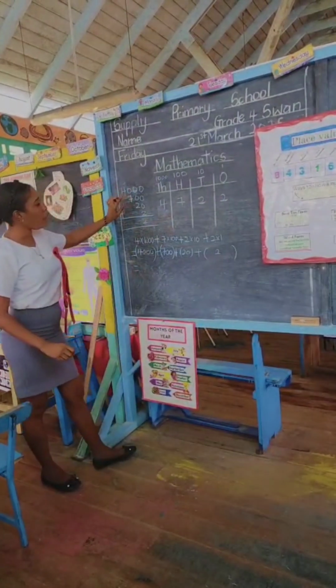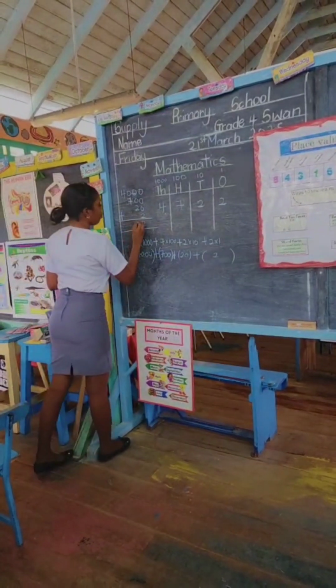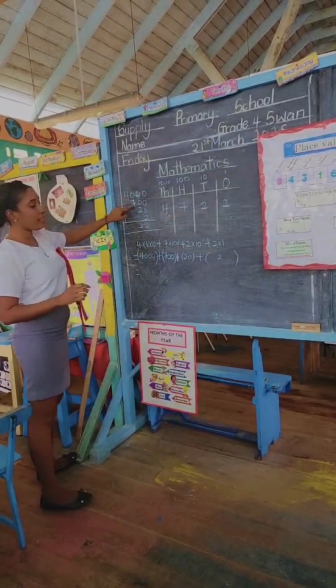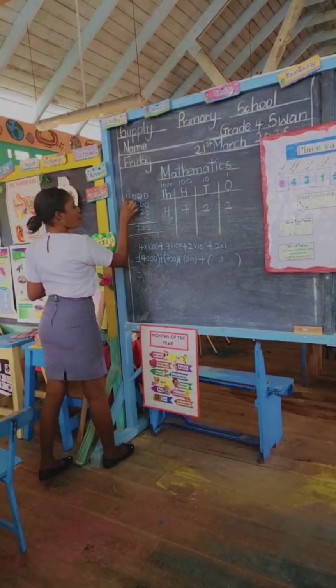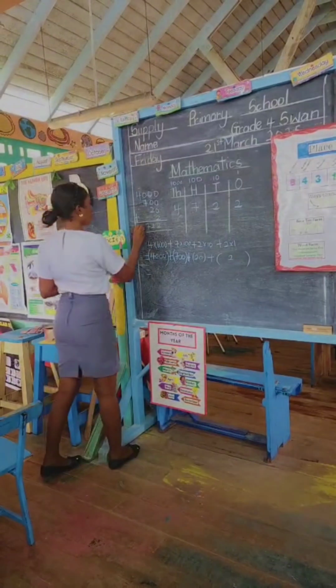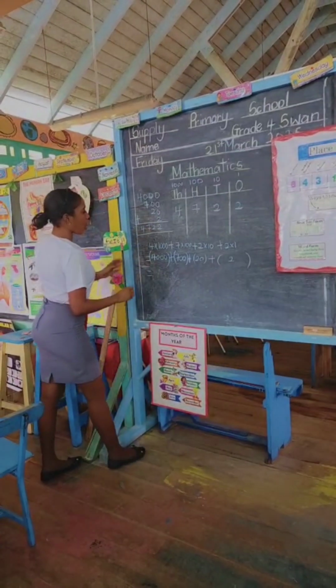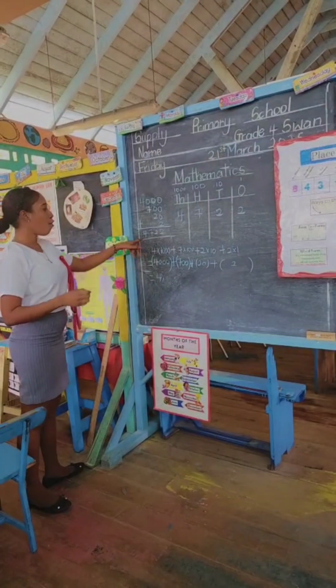0 plus 0 plus 2 will give us 2 again. 0 plus 7 will give us 7. And 4 plus nothing will give us 4. So our answer is 4,000. Read the number for me.